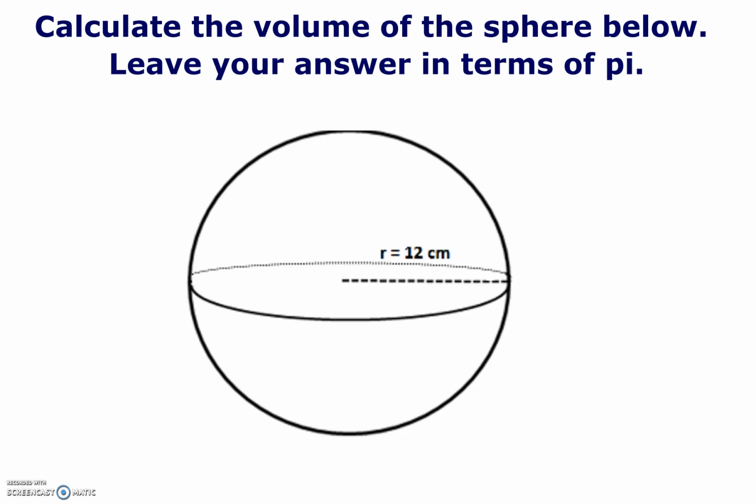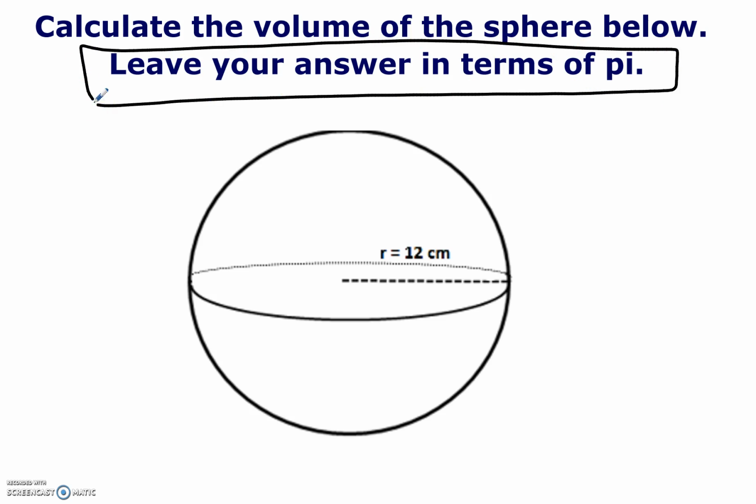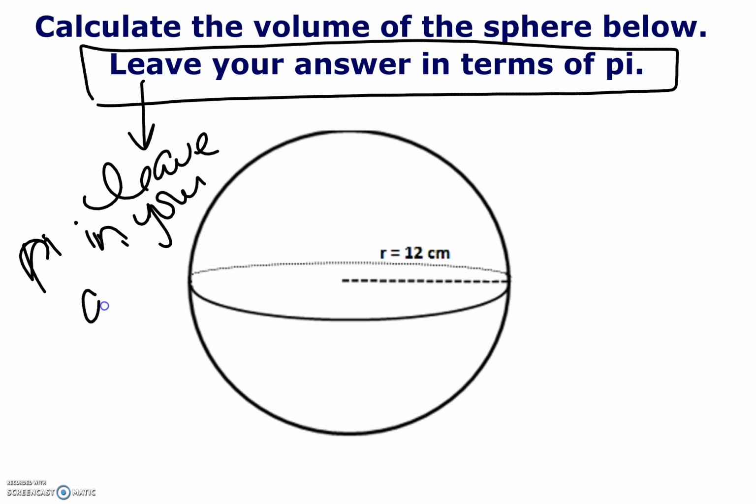Here we go for the third example. Calculate the volume of the sphere below. Leave your answer in terms of pi. I know some of y'all are struggling with this. When it says leave your answer in terms of pi, you're trying to change it to a decimal. No, this means leave pi in your answer. So the only thing you'll be sticking in your calculator is the 4/3 and the radius.